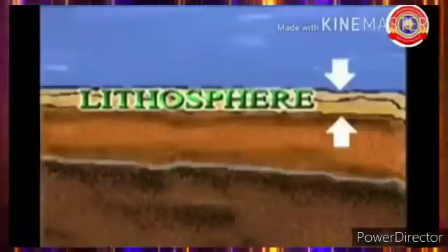In the last class we discussed the basics of the lithosphere. Now I am going to take the movement of lithospheric plates.